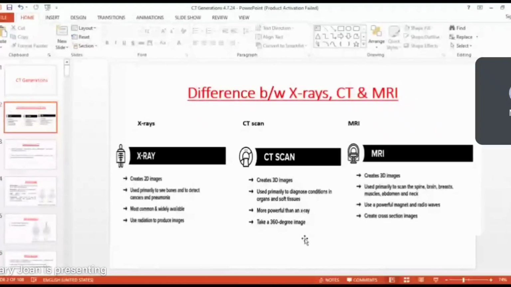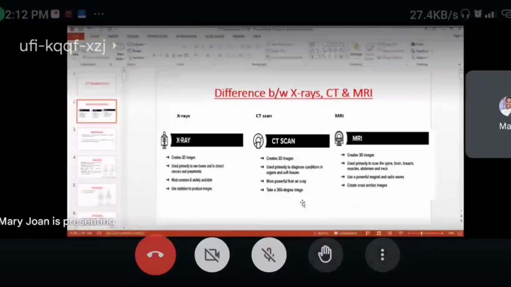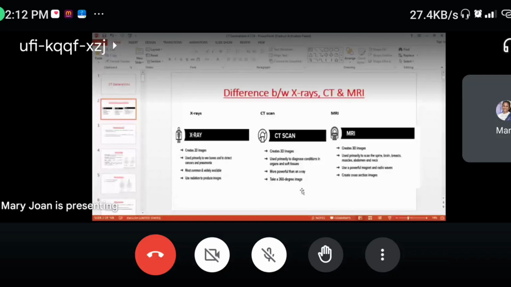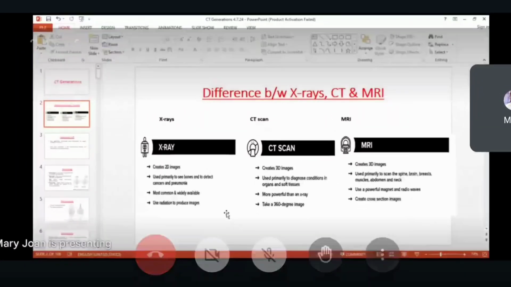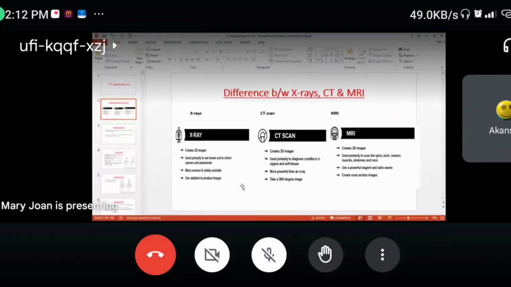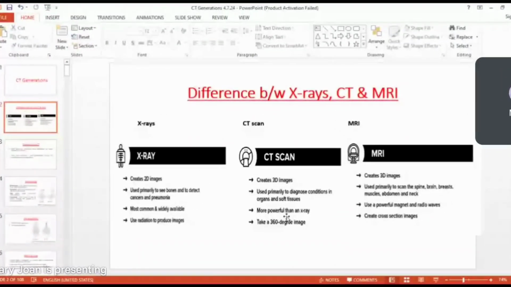Anybody? You can tell whatever comes to your mind. What is it in terms of energy? No, can you repeat what you are asking? Actually, my network was lost. Yeah, "more powerful than an X-ray" is written for CT scan. So I was asking, in which way is CT more powerful? What is coming to your mind?